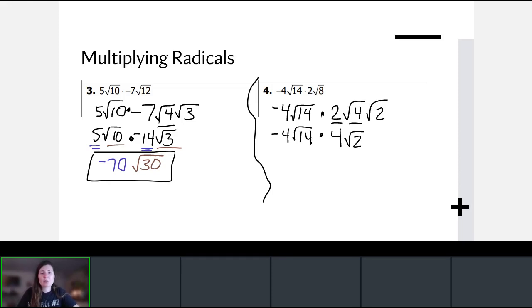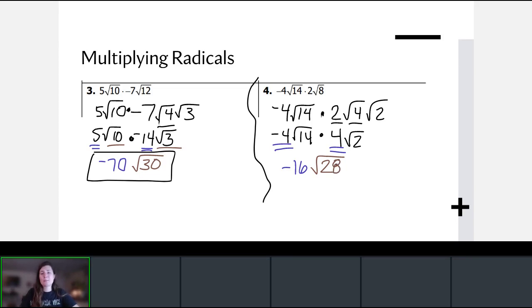Let's multiply our coefficients, our numbers outside of the root, out front. We have -4 times 4, -16. Then under our roots, we have a 14 and a 2. So we're going to have root 14 times 2.